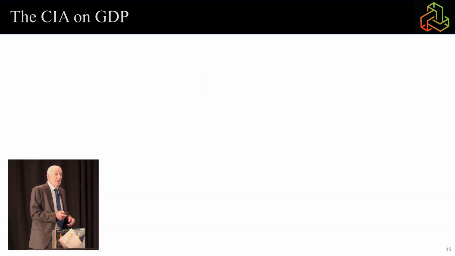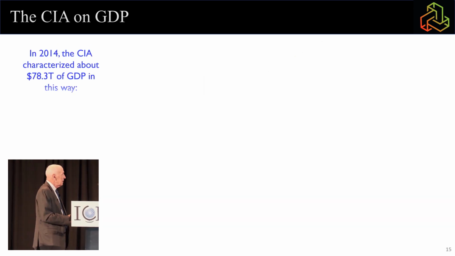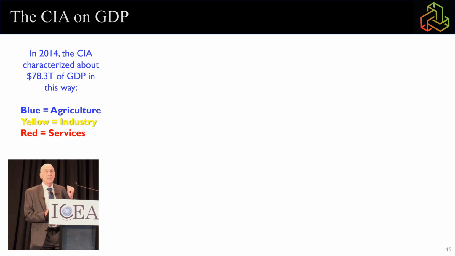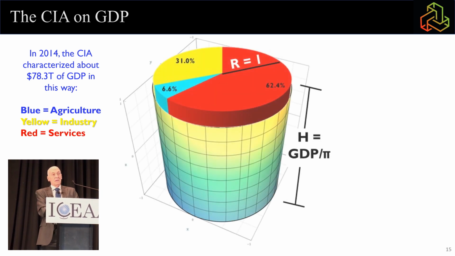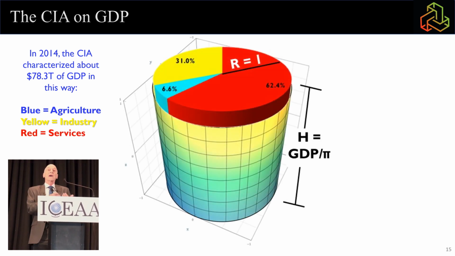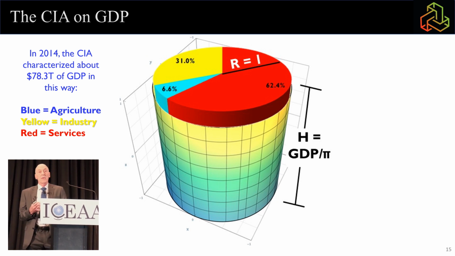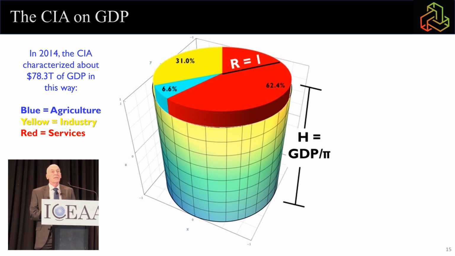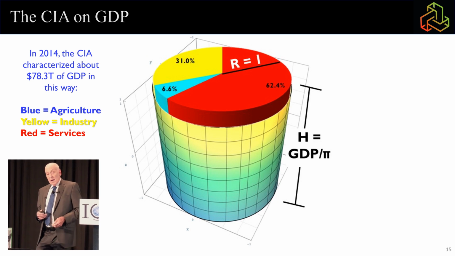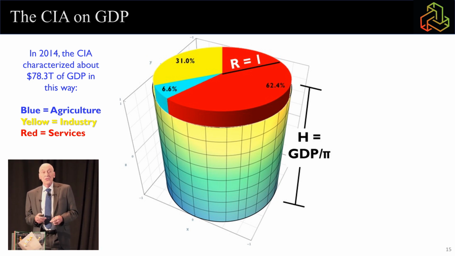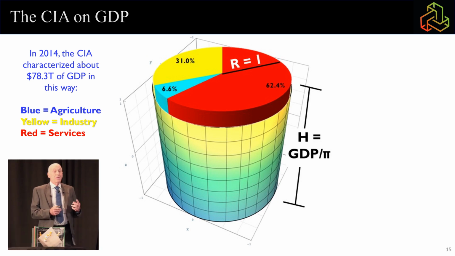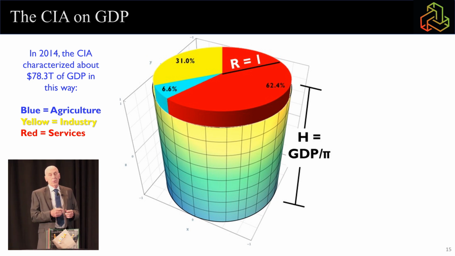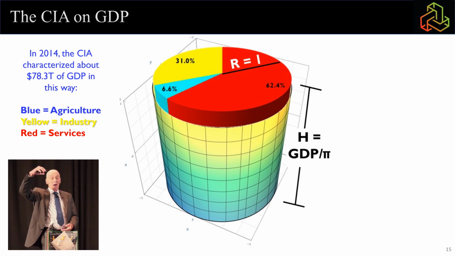Well, the CIA characterized GDP thusly about 10 years ago. They said there's a certain amount for agriculture, some more monies for industry, most of it for services, and they came up with this pie cut. So, 78.3 trillion.